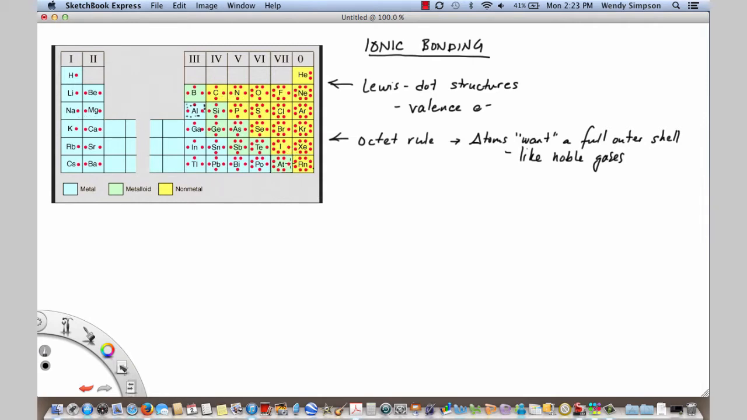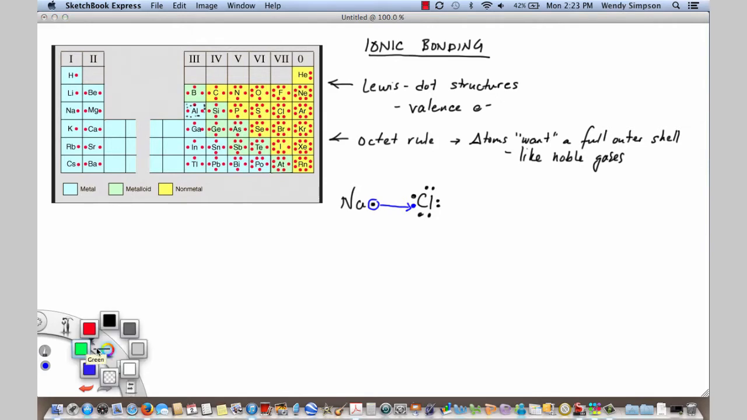And let's take the example of sodium. Sodium has 1 electron in its outer shell. And in order to have a complete outer shell, it needs to lose that 1 electron. Chlorine has 7 electrons in its outermost shell. So in order to have a complete outer shell, in order to fulfill the octet rule, it needs to gain 1 electron. So what can happen with sodium and chlorine is that sodium can give its 1 electron to chlorine.